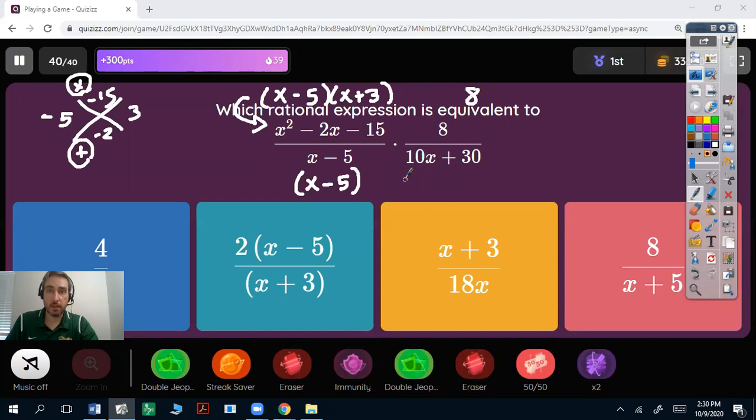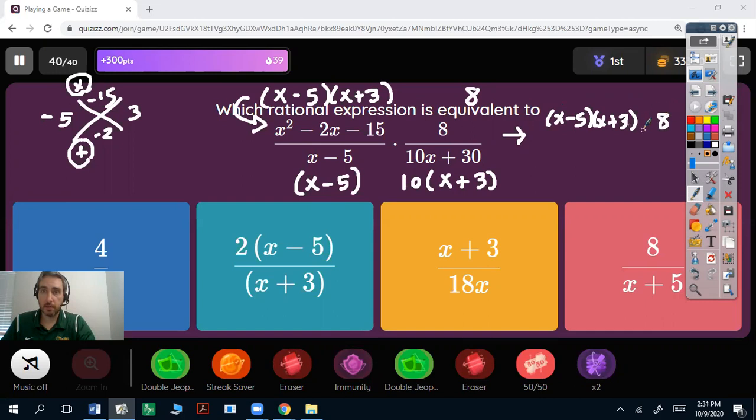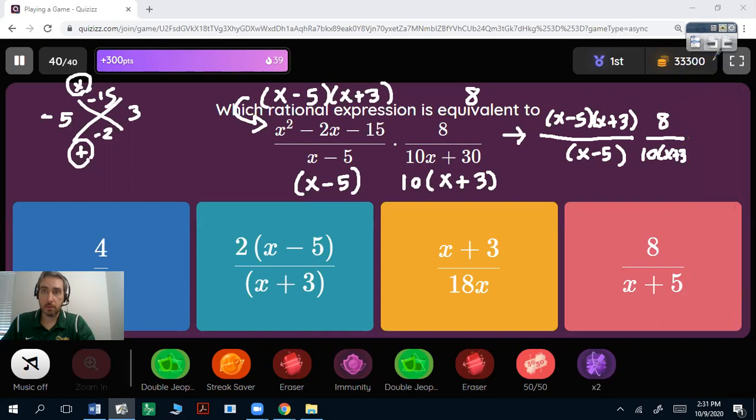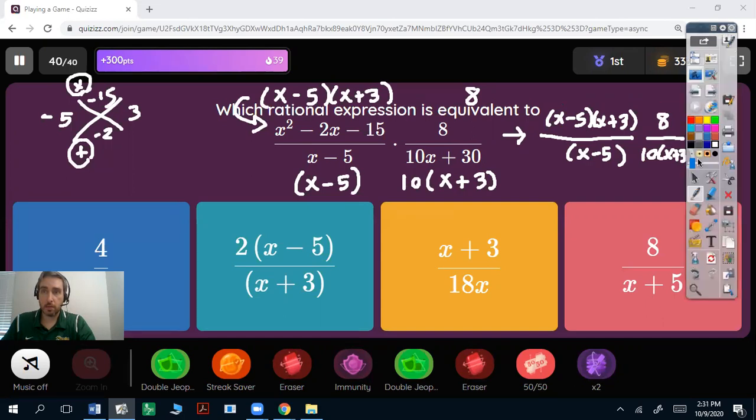This one is 10, parentheses, x plus 3. So that's a GCF. So we're going to rewrite that as x minus 5, x plus 3, then we got 8 over x minus 5, and 10, x plus 3. So let's cancel stuff out. X minus 5s are gone. X plus 3s are gone. And all I have left is the two numbers, 8 over 10.